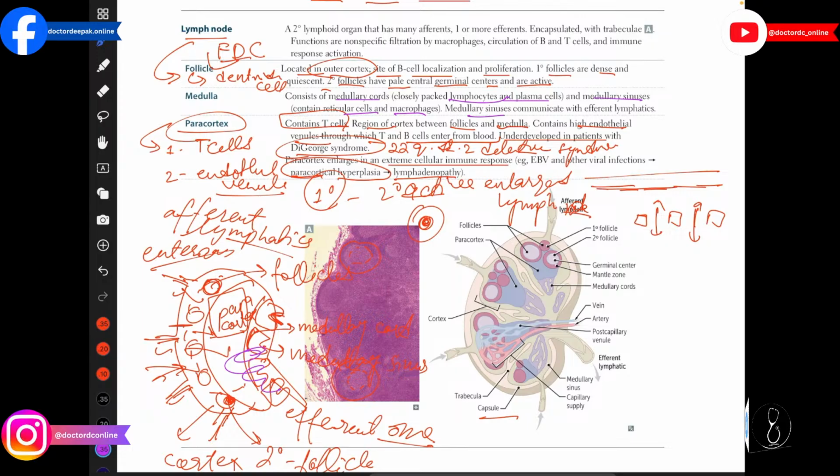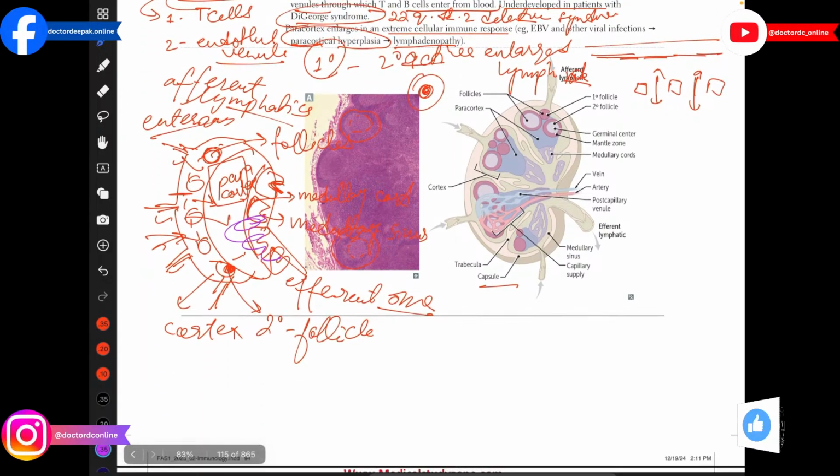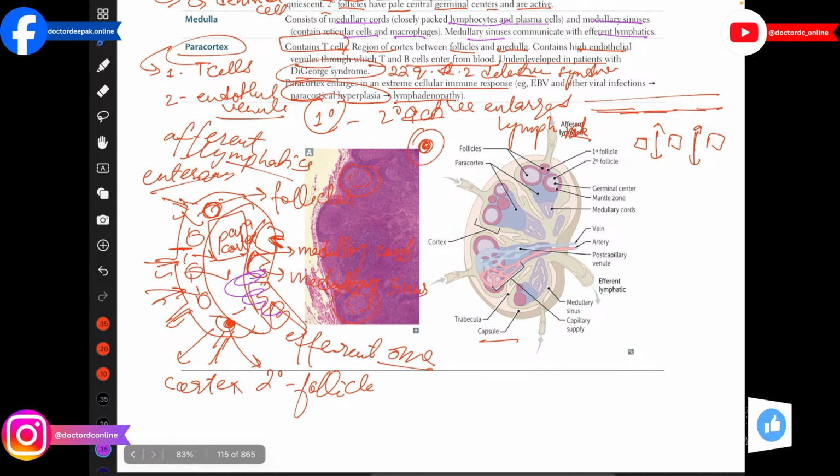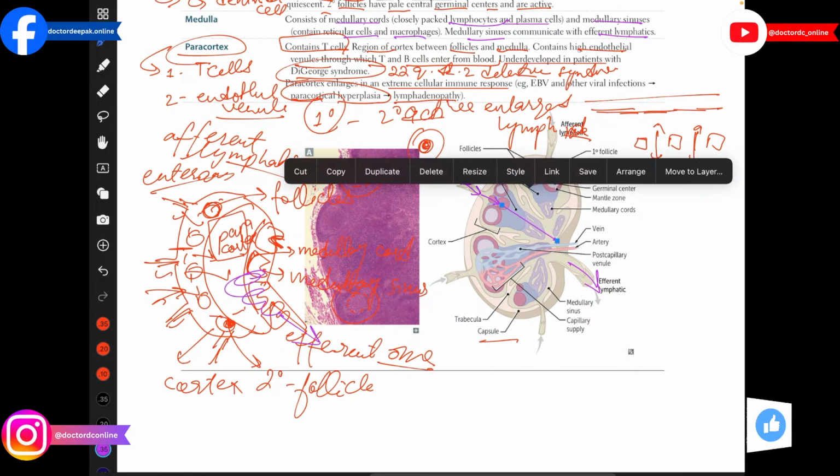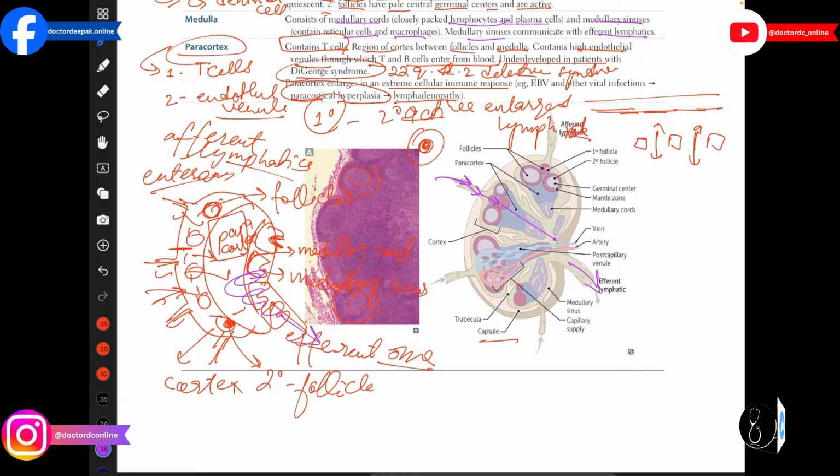Medullary sinuses communicate with the efferent lymphatics, like an exit pathway. These are afferent and these are efferent lymphatics. From the afferent lymphatics, the lymph first goes toward the follicles, follicle to paracortex, paracortex to medulla. Fine.